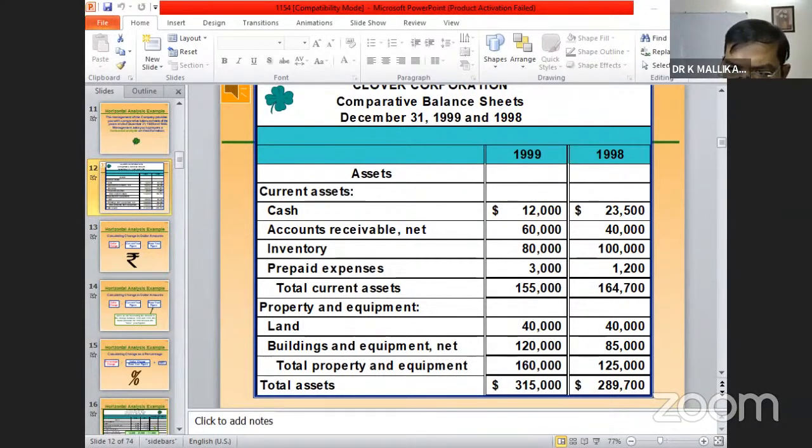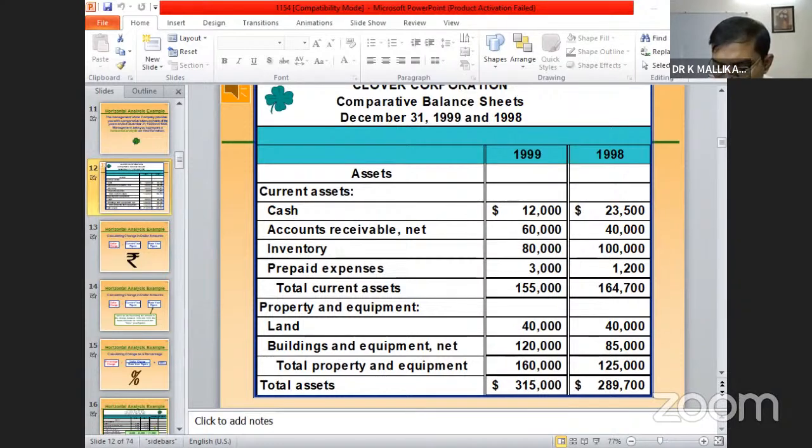Now you can see the current assets. The total current assets in the previous year is 1,64,700. Now it is 1,55,000. Right? Prepaid expenses earlier is 1,200. Now it is 3,000. The inventory earlier is 1 lakh. Now it is 80,000 only. So you can see that the total current asset value is decreased compared to the previous year. At the same time, you can see the fixed assets are increased compared to the previous year.